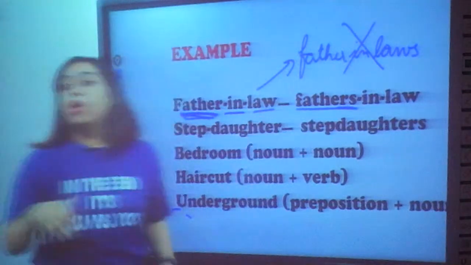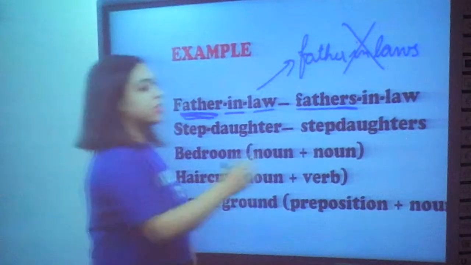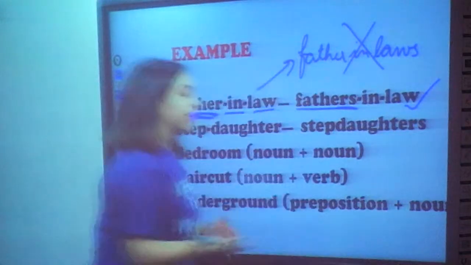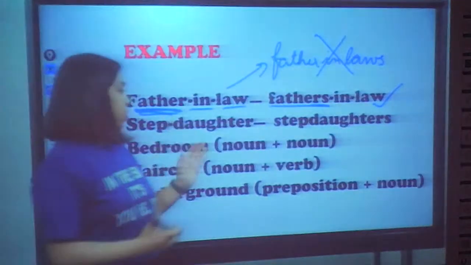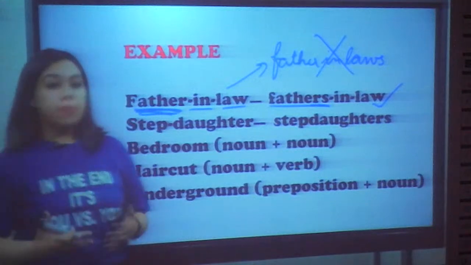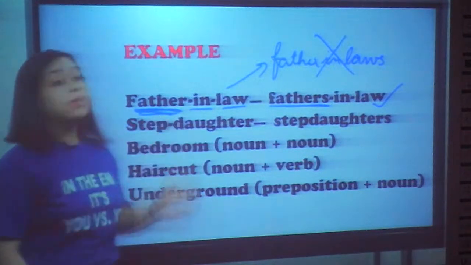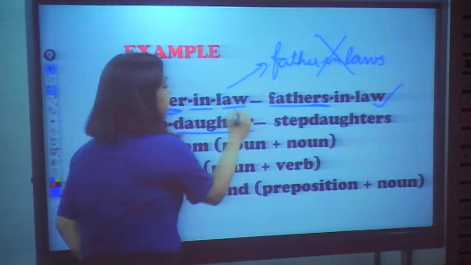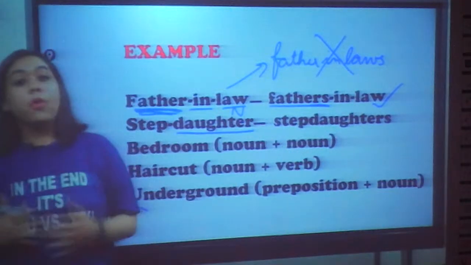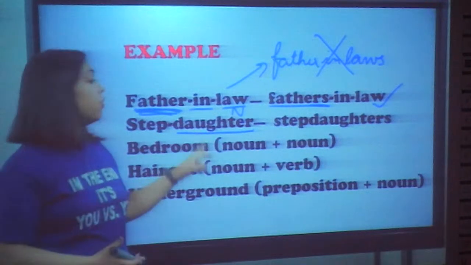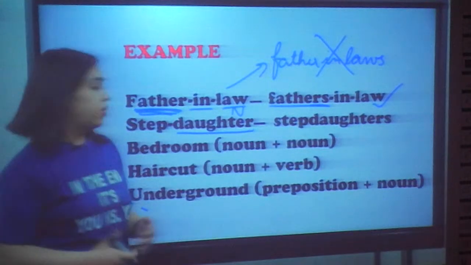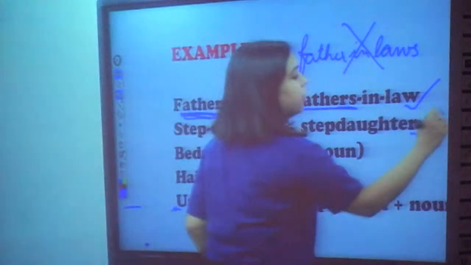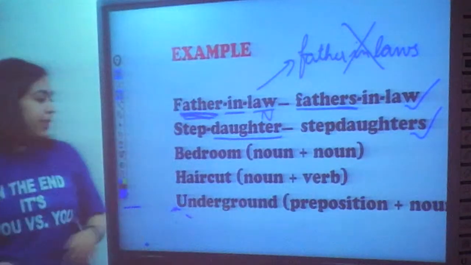So it will become fathers-in-law. So this is the right way of writing it. Okay, moving on, stepdaughter. Come to think of it, stepdaughter. Now, which is the main noun here, stepdaughter? Yes, daughter is the main noun. How are you going to make plural out of it? You are going to add s to daughter and it will become stepdaughters. Again, the right way. Okay.